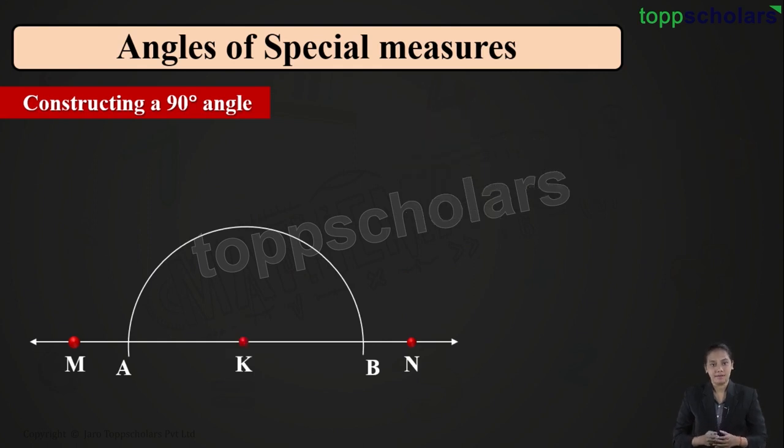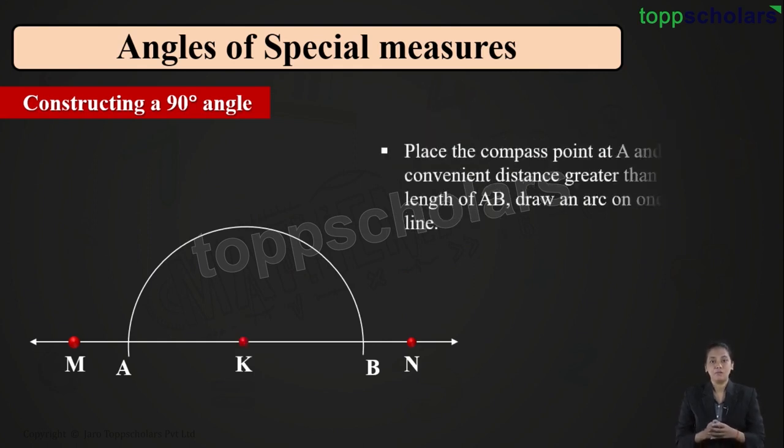Okay. Let's go to the next step now. We will place the pointer at point A. Where is the point A, students? Yes, this is the point A. With a convenient distance, the distance of the compass should be greater than half of the length AB. This is AB. Half of AB is what, students? AK. Yes, perfect. We have to put it greater than half of AB, so that is nothing but more than AK, right?